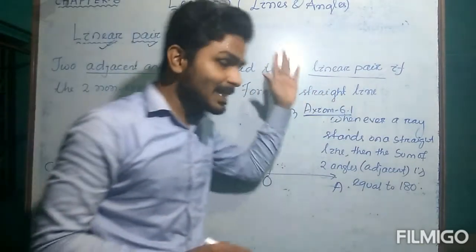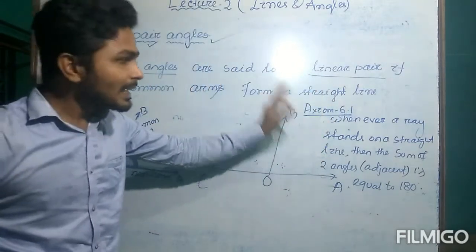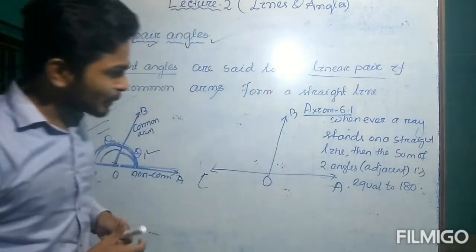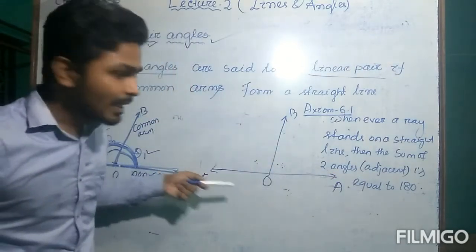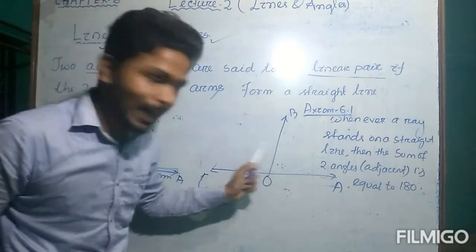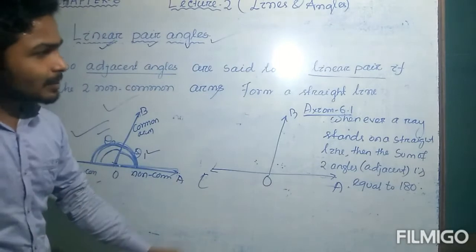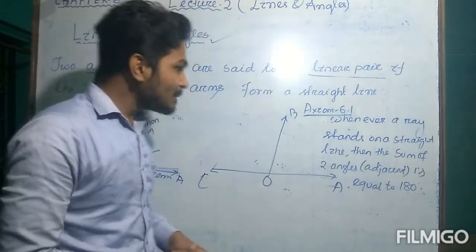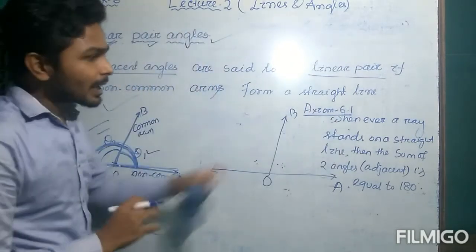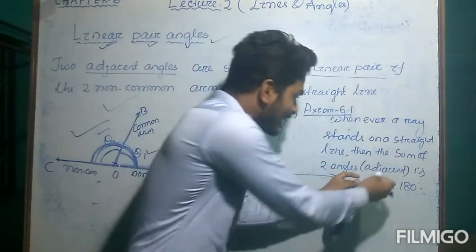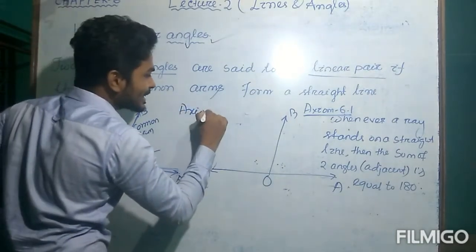Axiom means it is a self-proven statement. We do not need to prove it. Okay, it is a supposition. What is the supposition? If a ray OB stands on a straight line, then the two angles formed, if we add them, will give 180 degrees. Understood? So this is axiom number 6.1. Similarly, we can write the converse of this statement. Converse means we start writing from the back, and that is known as axiom 6.2.